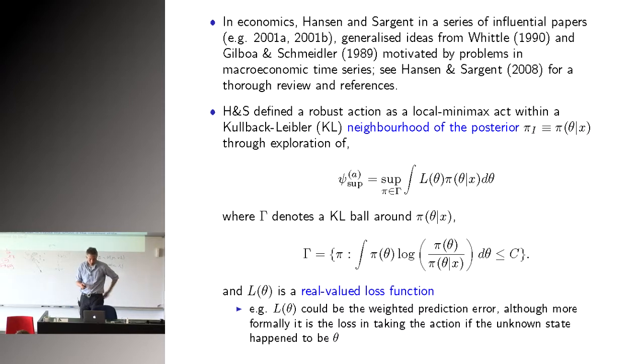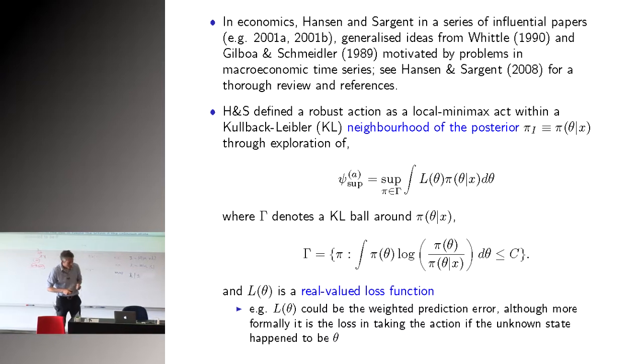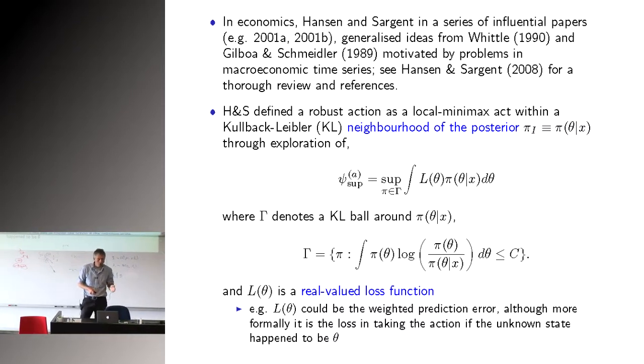Okay. And so, as I said, I think all of you have this notion of the cartoon of my model as a point in space and this neighborhood. So we need to define what the neighborhood is, and we need to define what quantity we are going to examine within the neighborhood. And so following on from Whittle, Hansen and Sargent, what we're going to look at is something called a local minimax act within a Kullback-Leibler neighborhood of the posterior.